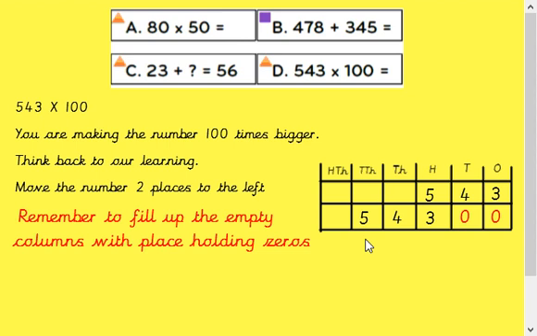So we're left with 54,300. Please remember, I've put it in red here just to remind you that if you do move a number to the right, you must fill up the empty spaces, the empty columns, with a placeholding 0. So 54,300.